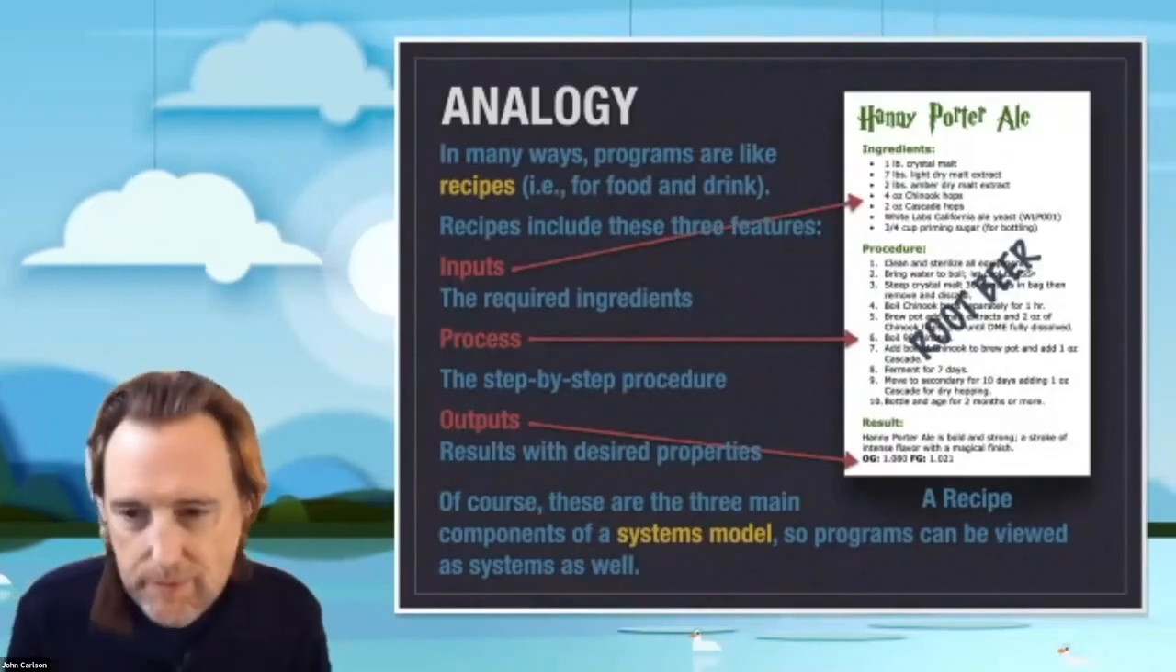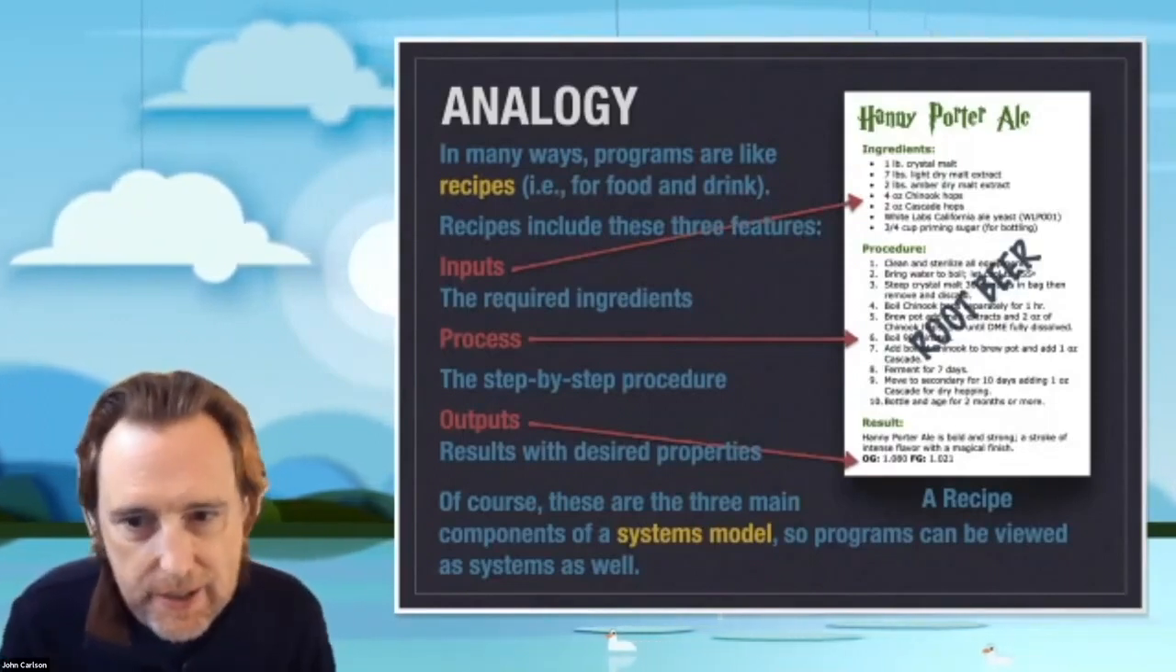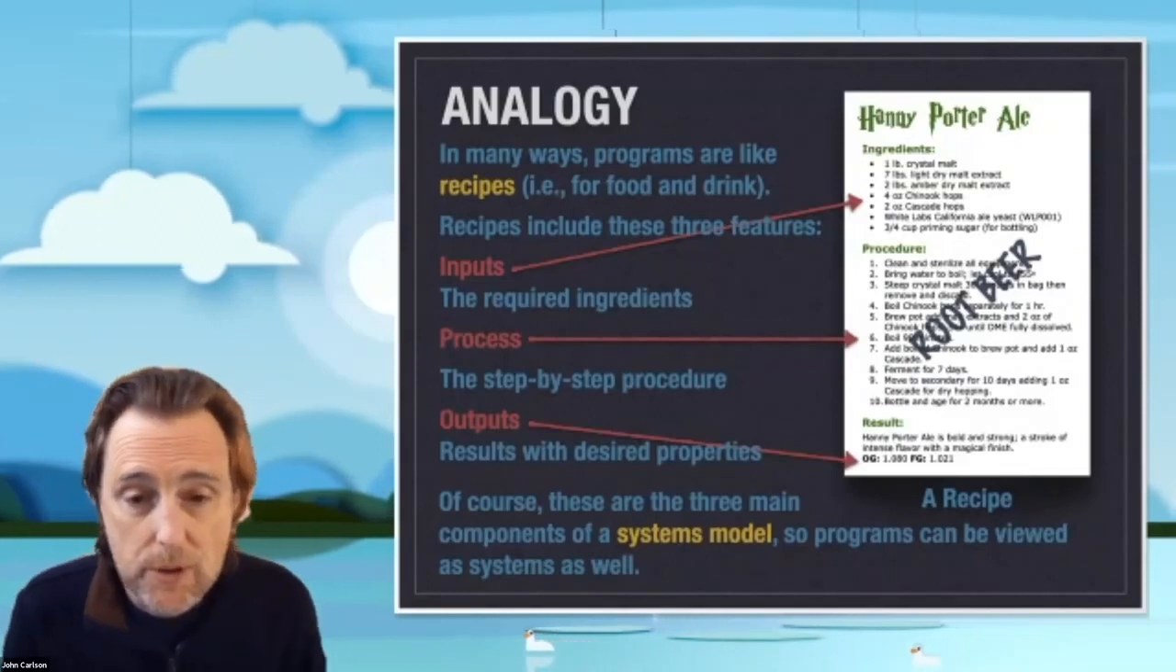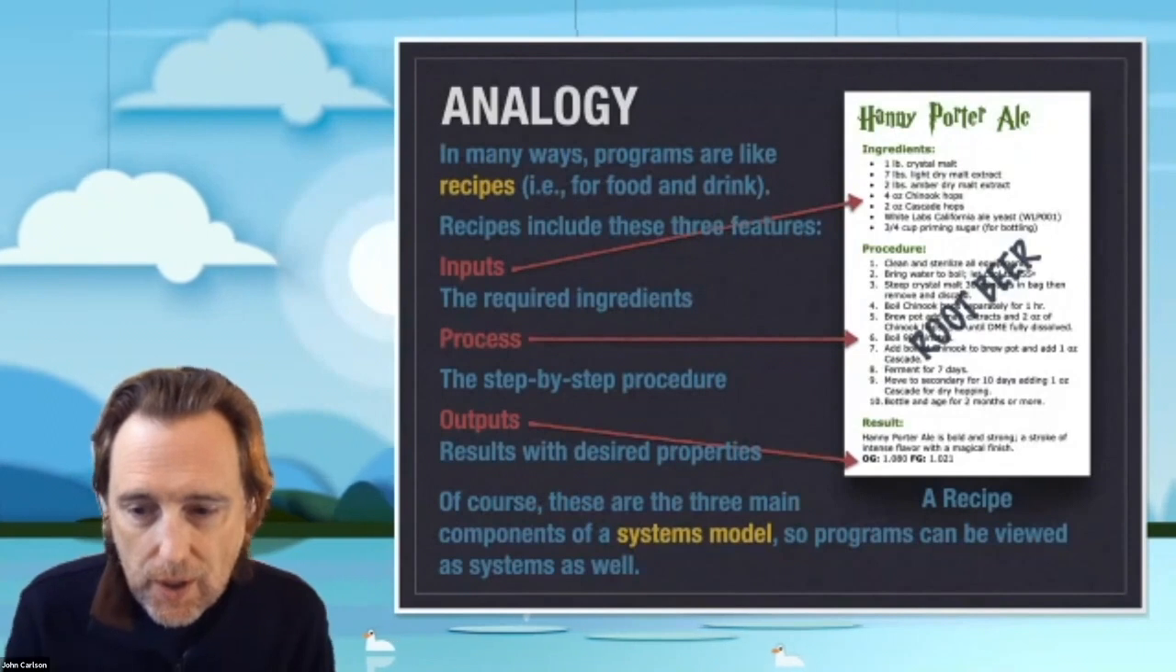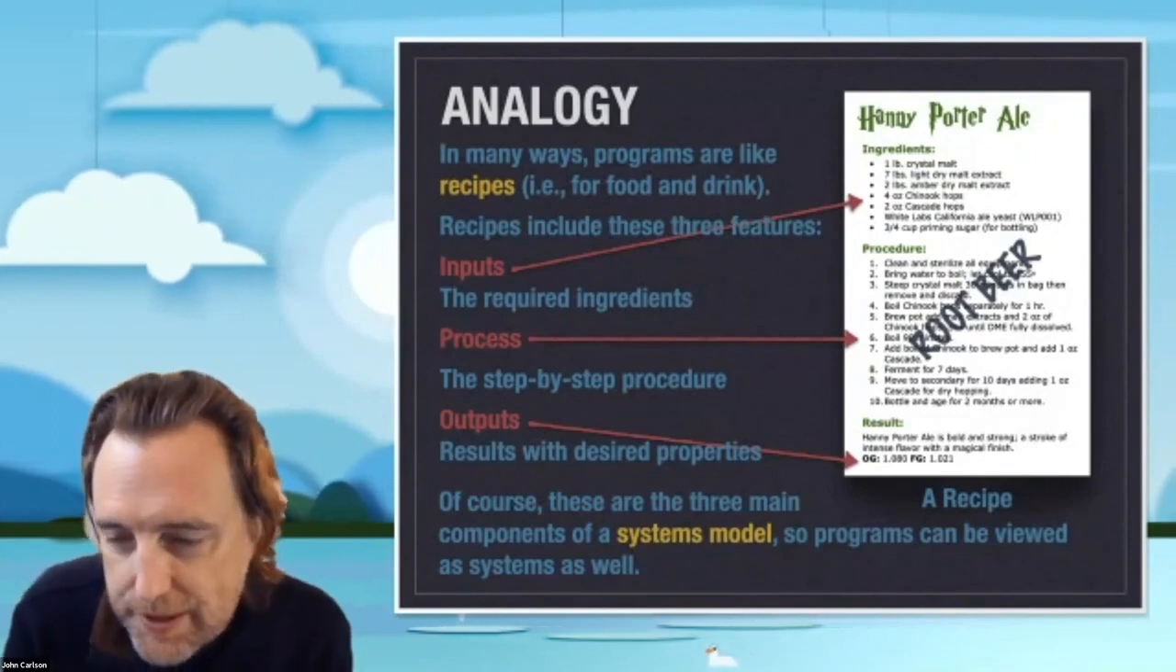The other way most computer science textbooks look at it is the programs are a system. They have inputs, they have process, they have outputs. So a program is itself a simple system.